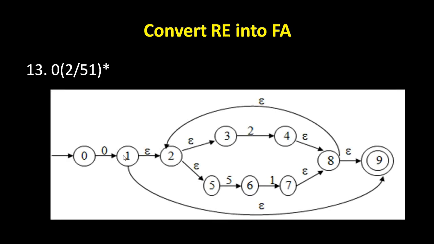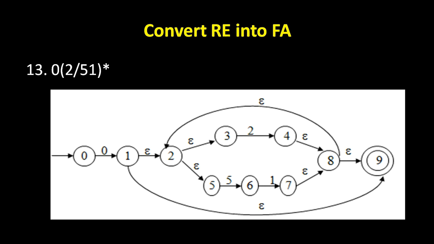So 0 must be there, and this combination may occur 0 times from this state to the end state, and this combination may occur 1 time or any number of times. So the n number of terms may be achieved by this connection. I hope from these examples you know how to convert a regular expression into a finite automata.